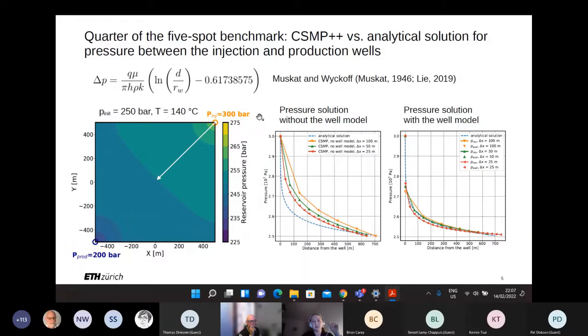And these simulations were done for 3 different meshes with varying mesh sizes, for average size of 25 meters, 50 meters, and 100 meters. And we see here that if we don't use the well model, we cannot capture this strong gradient in pressure near the well. And the numerical results are highly mesh dependent. And even with the best resolution, we cannot capture this curve.